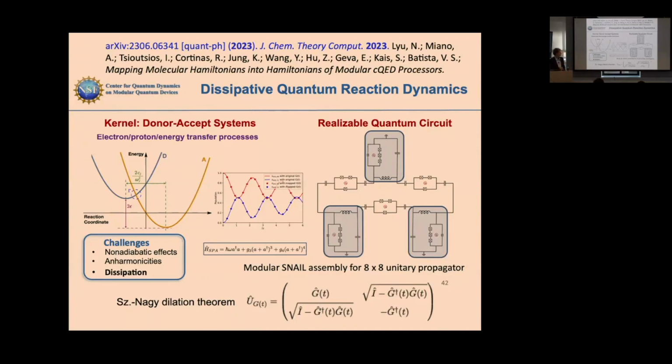And again, this propagation is based on the dilation theorem and demonstrates that it should be possible to use existing hardware, such as the snails that are coupled with non-linear elements, such as quartons, to represent not only Hamiltonians of molecular systems, but also propagators and dissipators as necessary for the simulation of open quantum systems. So that's in a nutshell what I wanted to tell you, and I'd be glad to entertain questions.